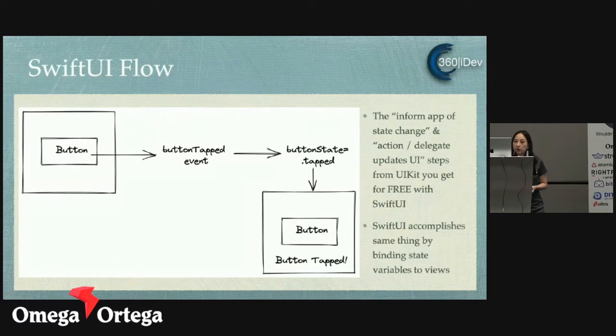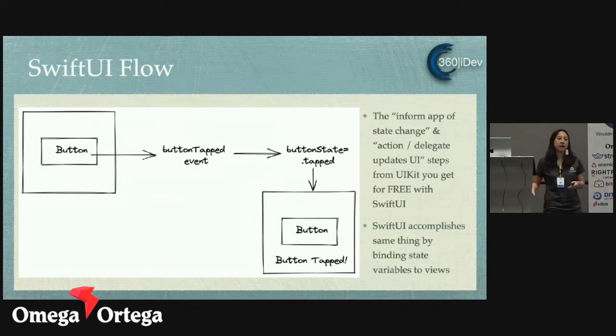Now with SwiftUI, you get some shortcuts, because the nice thing about SwiftUI is you can bind views to the states of variables. So you can cut out the middleman of, oh, I need to inform the app that the state has changed and then tell the app to update itself. All you have to do is change the variable, the state of the variable, and the UI, listening to changes in state, can update itself.